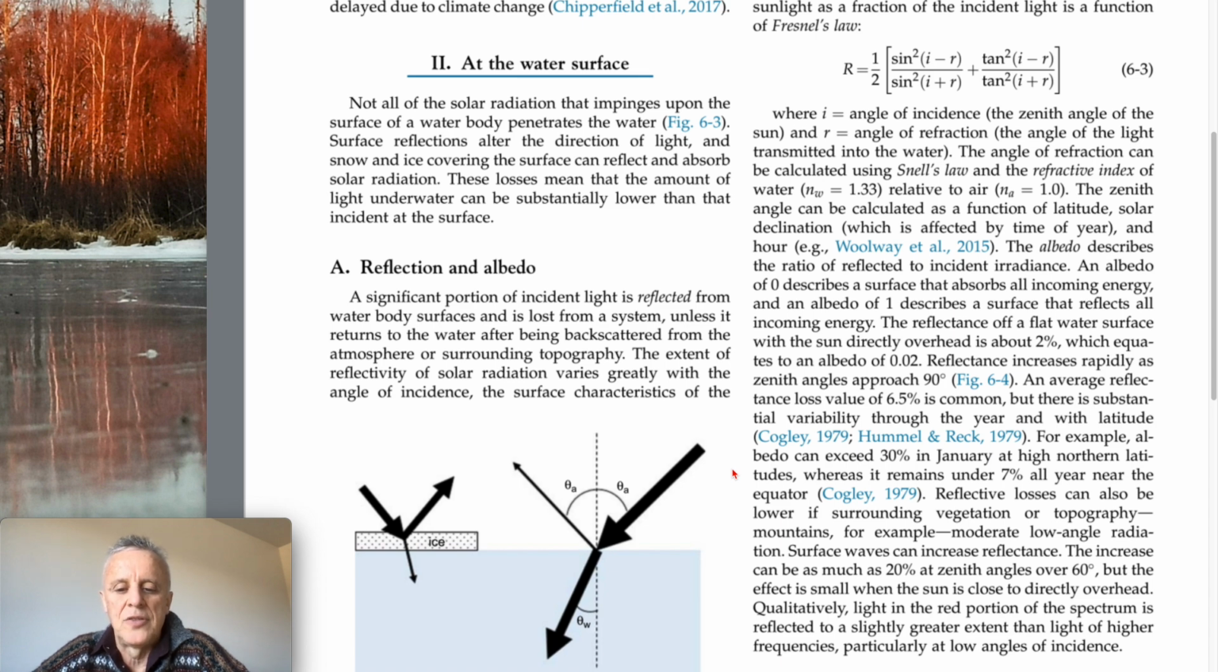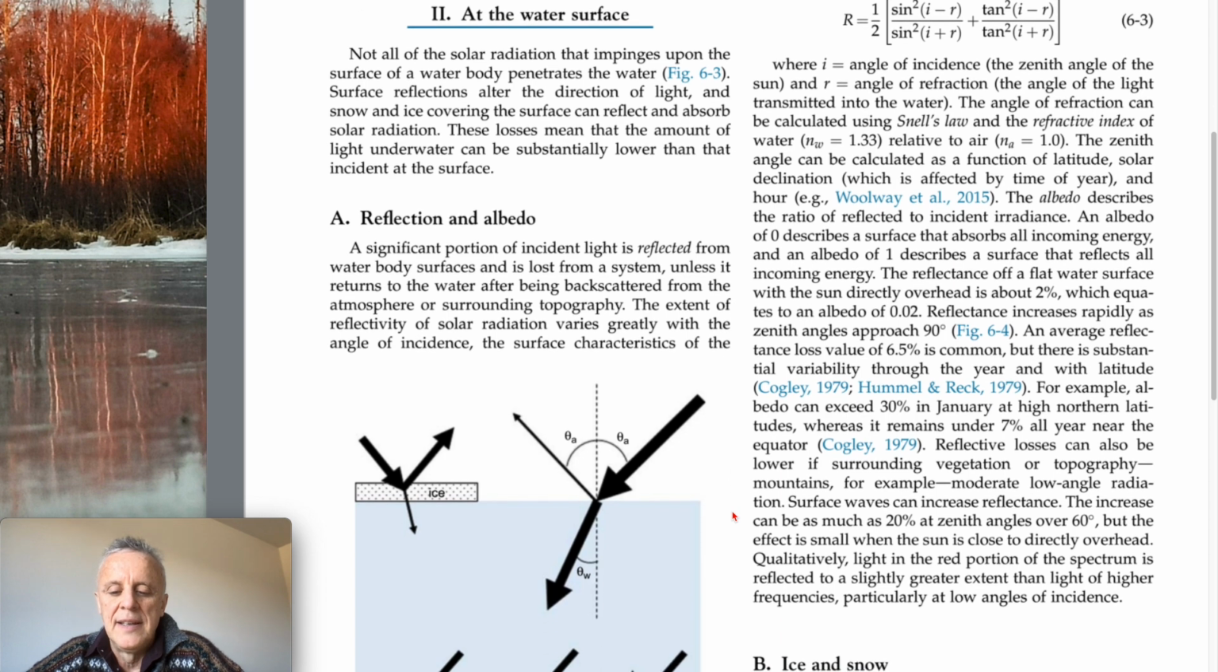An average reflectance loss value of 6.5% is common, but there is substantial variability throughout the year and with latitude. For example, albedo can exceed 30% in January at high northern latitudes, where it remains under 7% all year near the equator. Reflective losses can also be lower if surrounding vegetation or topography, mountains for example, moderate low-angle radiation. Surface waves can increase reflectance. The increase can be as much as 20% at zenith angles over 60 degrees, but the effect is small when the sun is close to directly overhead.